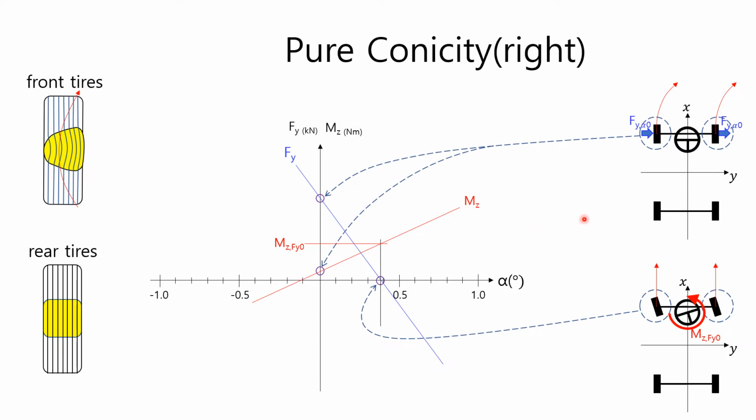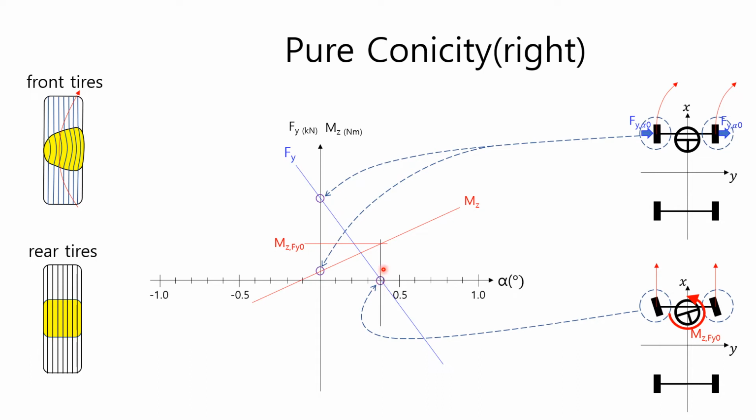That can be explained through this figure. When the steering wheel is fixed in the straight position, the tires are in a straight state, so the lateral slip angle is 0, and a positive lateral force and a positive self-aligning moment corresponding to the conicity occur. If the vehicle is steered to the left to go straight, the vehicle can go straight at the side slip angle at which the lateral force becomes 0.